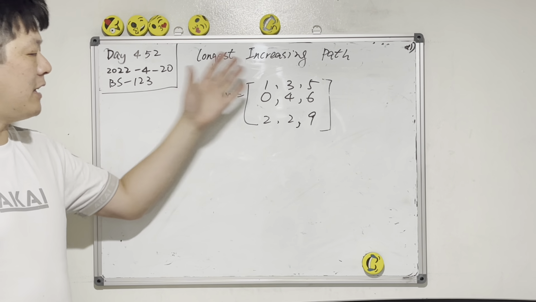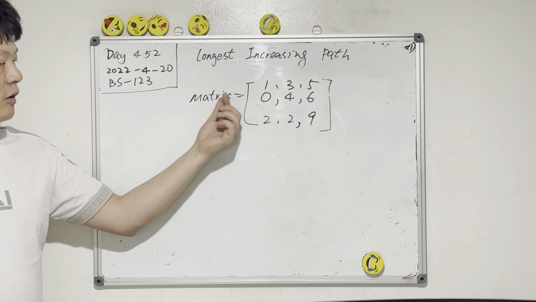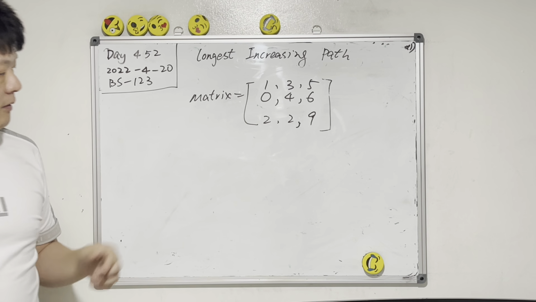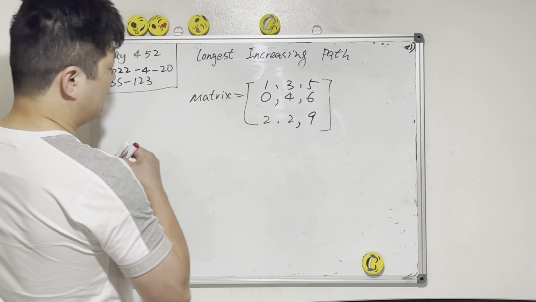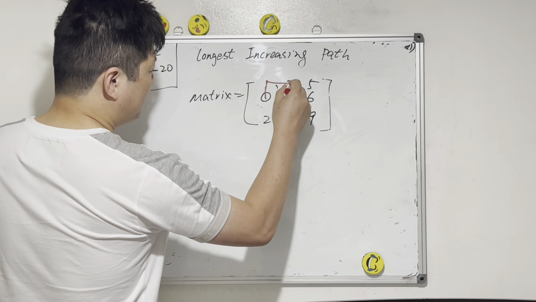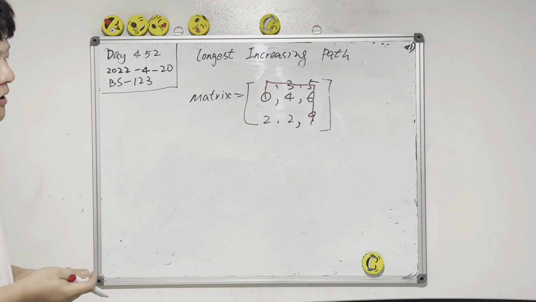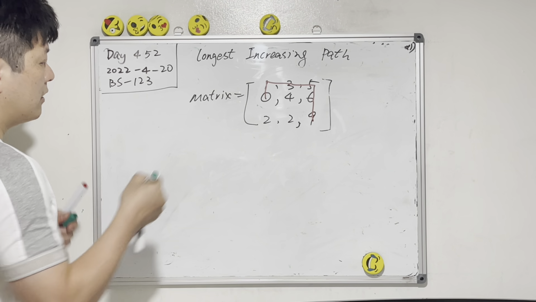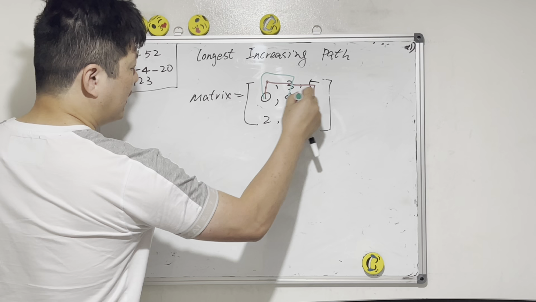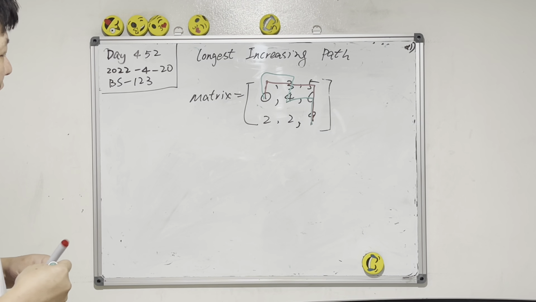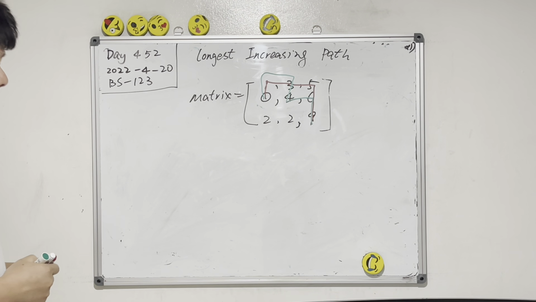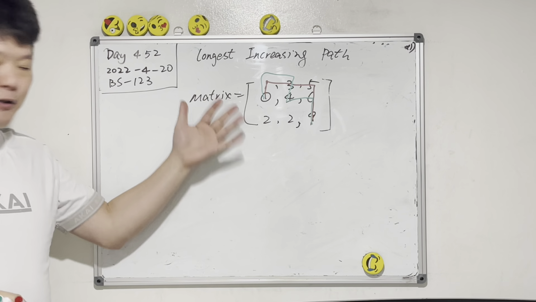So can you tell me which one is the longest path in this case, everyone? 0, 1, 3, 5, 6, 9. Okay. Any more? 0, 1, 3, 4, 6, 9. Okay, so both are equally the longest strictly increasing path, with 6 numbers. So this is the problem we are solving today.